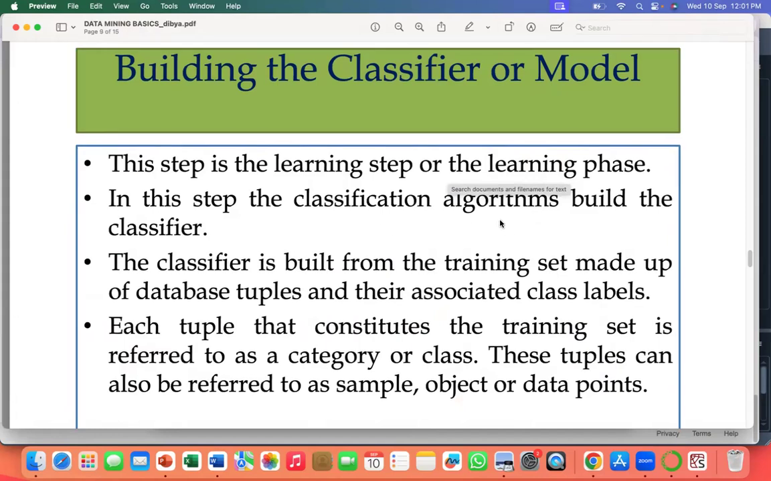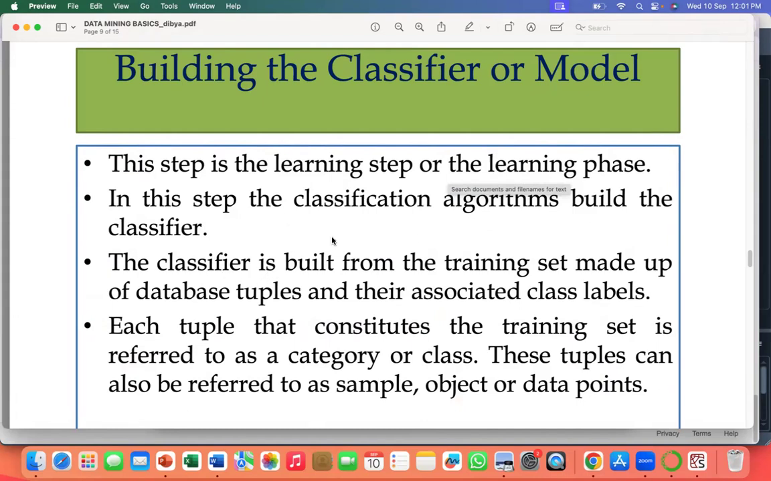Here, the classification algorithms build the classifier. What we'll do is select one classification algorithm and train it, and if it is trained properly, then we will come up with one model.